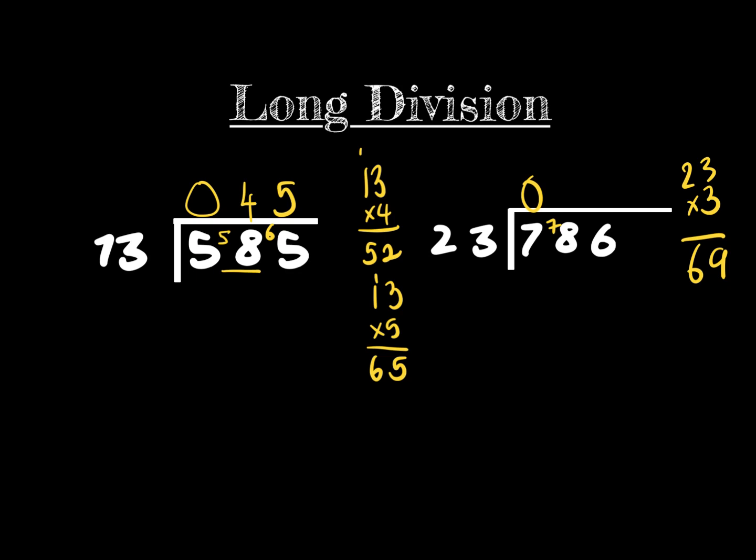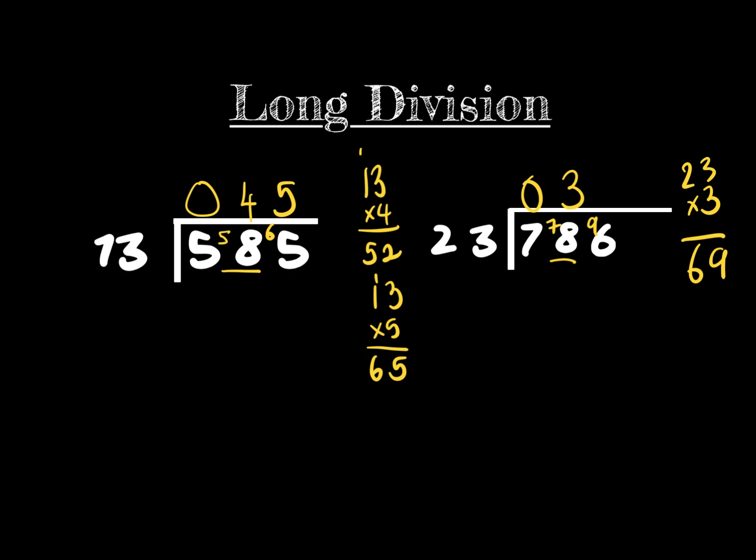Okay, there's still a bit left, but I think if I add another 23 onto that, so if I went 23 times 4, that would be 80 something, so it's 3 times. Now I need to work out my remainder, so 69, we're going to take that away from 78. So 69 away from 78 is a total of 9.